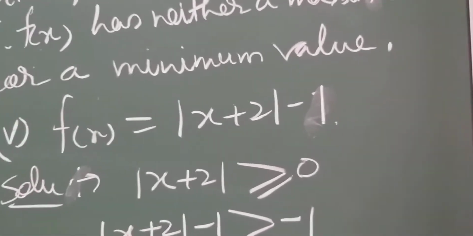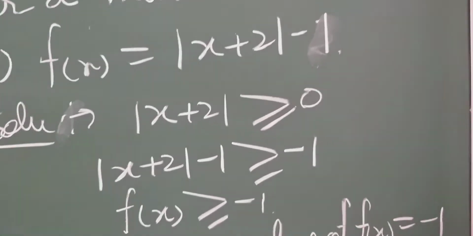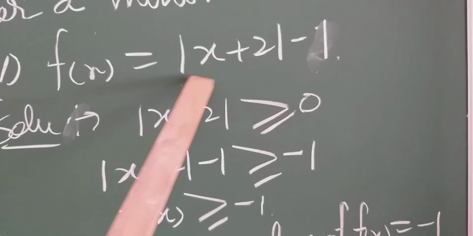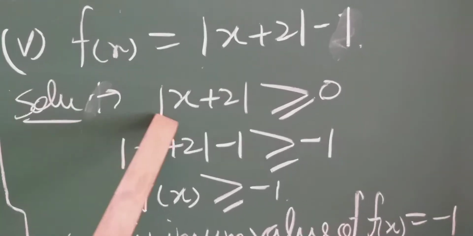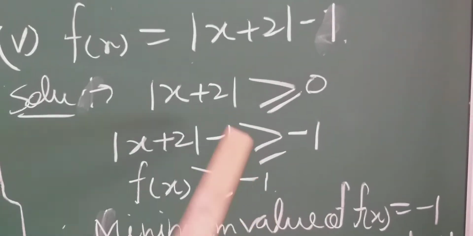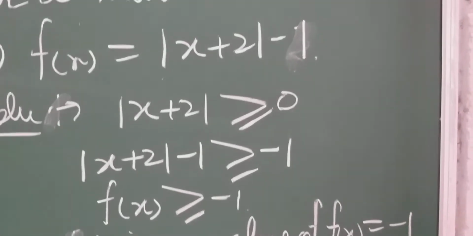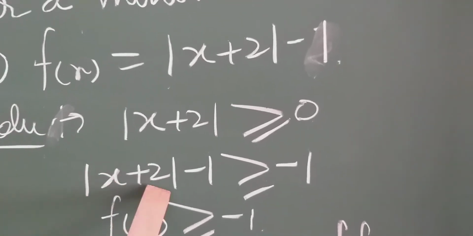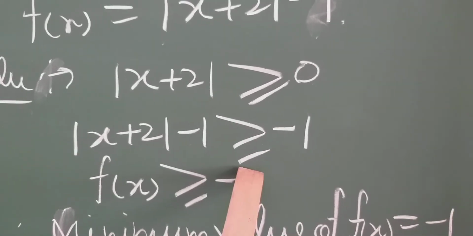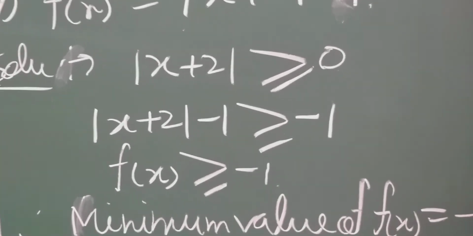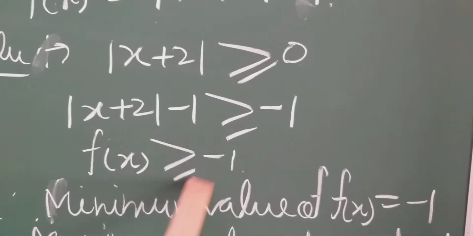Correct student? Fifth part, student, f(x) equal to |x + 2| - 1. So this is the modulus function. So how can we solve it? |x + 2| is greater than or equal to 0, because it's the modulus function. The modulus function always gives us positive values, student. So |x + 2| - 1, we have subtracted 1 both sides, so |x + 2| - 1 is greater than or equal to -1. So it is f(x), student. So at this place we can add f(x). So f(x) greater than or equal to -1.